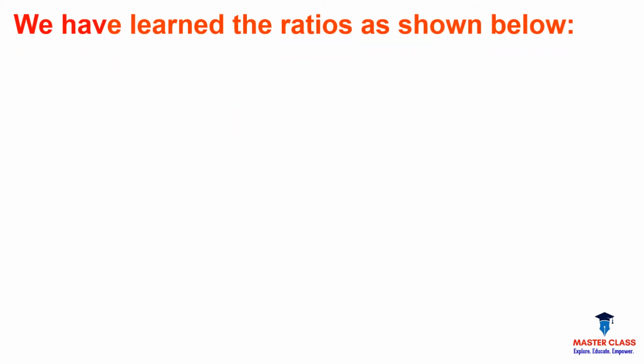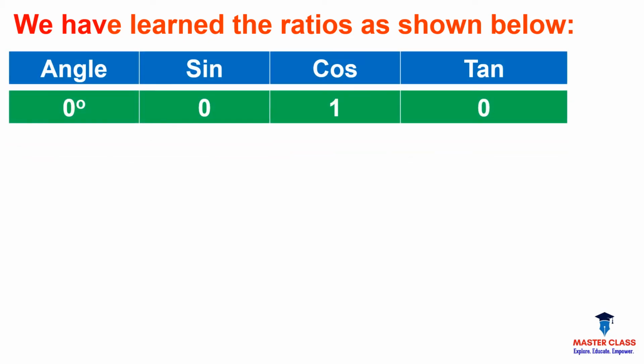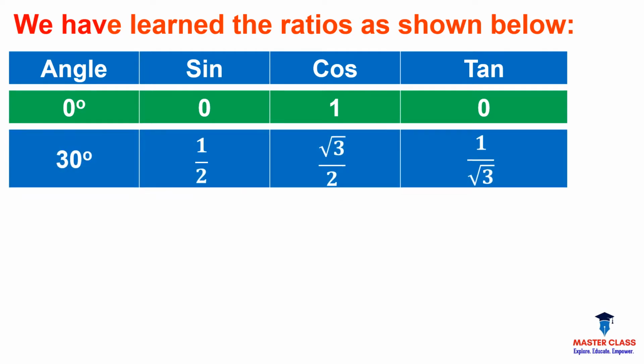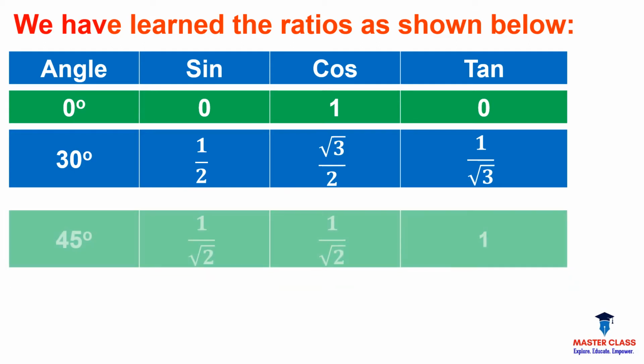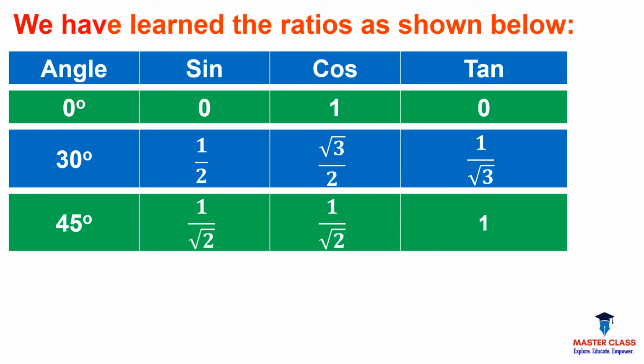We'll quickly have a recap of the trigonometric ratios of the standard angles. We know that sine 0 is equal to 0, cos 0 is equal to 1 and tan 0 is equal to 0. We also know that sine 30 is half, cos 30 is root 3 upon 2 and tan 30 is 1 upon root 3. We know that sine 45 and cos 45 are both equal to 1 upon root 2 and tan 45 is 1.